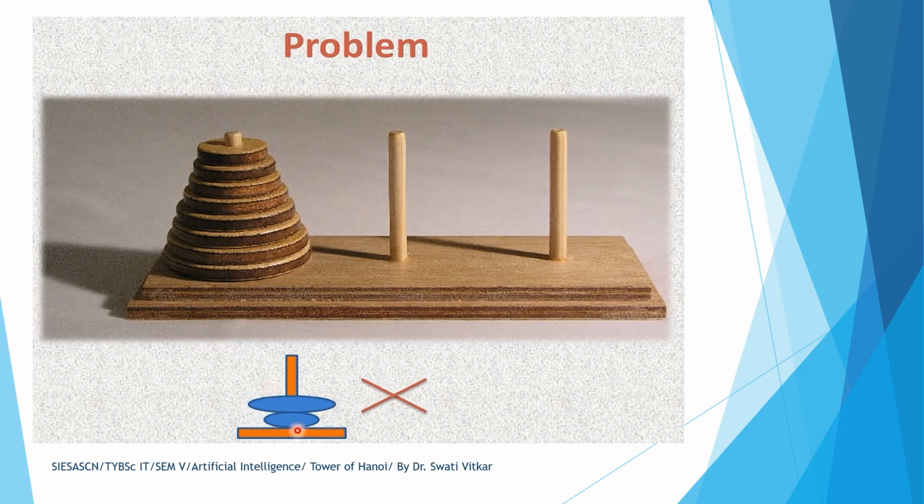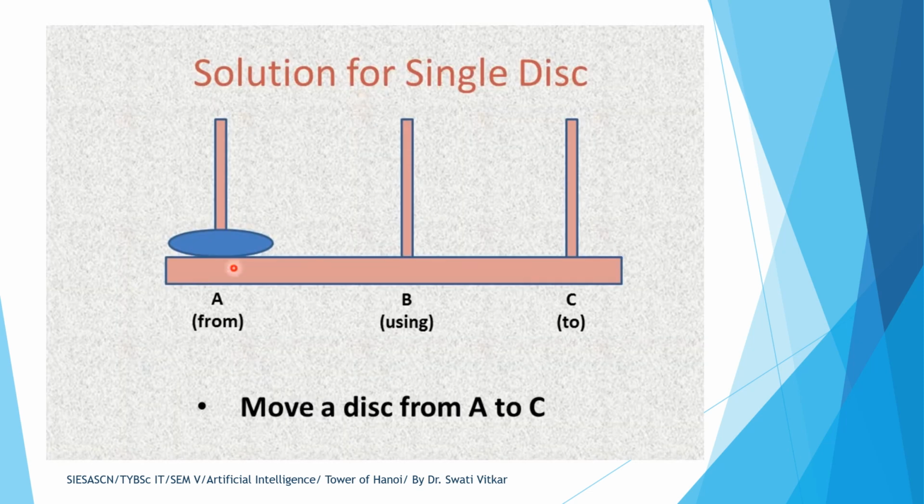So we can take one example. I am taking an example with a single disk. Suppose there is a single disk given in the tower, then the solution is very easy. Move a disk from tower A to tower C.